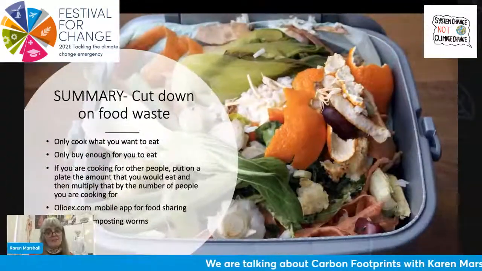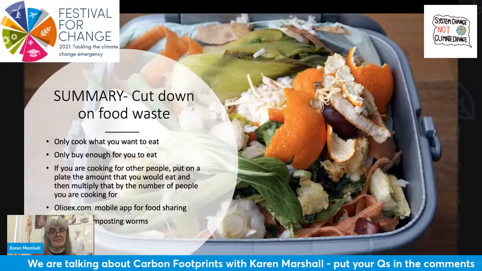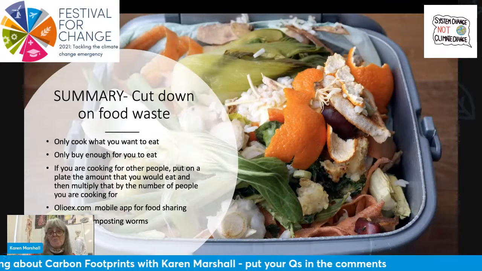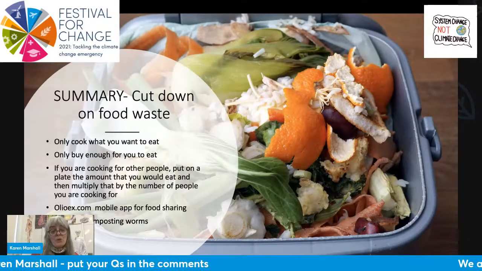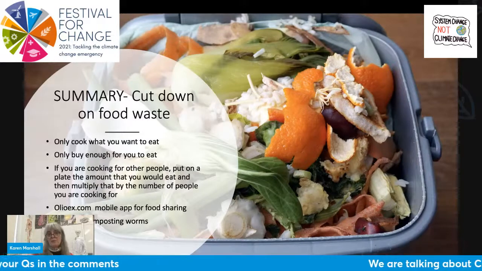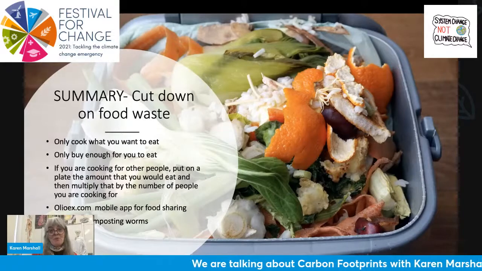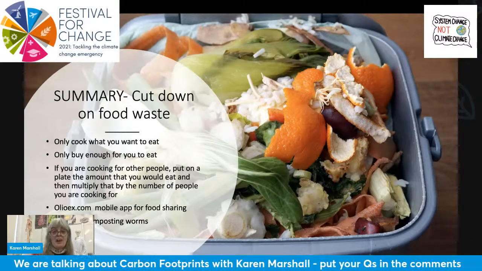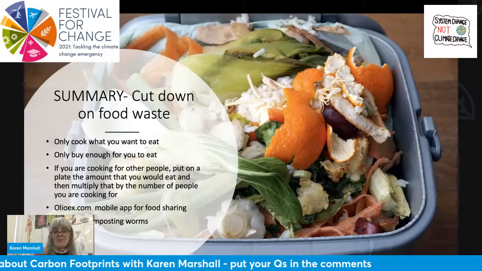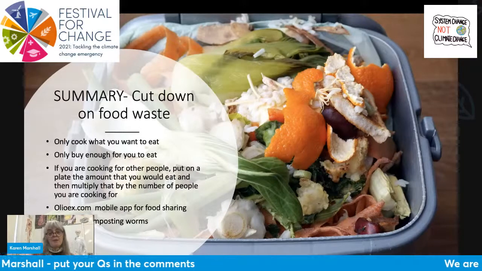So summarising those two, we really need to cut down on food waste. Food waste gives out an awful lot of methane if it's allowed to decompose. So some ideas: only cook what you want to eat. Only buy enough for what you want to eat. And if you're cooking for lots of people and you're not quite sure about quantities, put what you need on a plate and then multiply it by the number of people you've got. I would recommend Olio app if it's in your area, which is a food sharing app, allowing the food to get from where people have excess to where people need it.